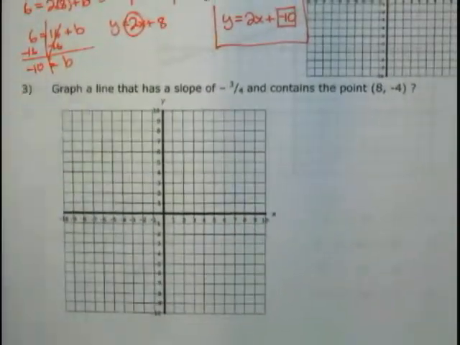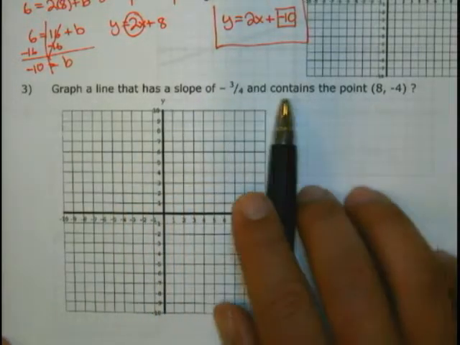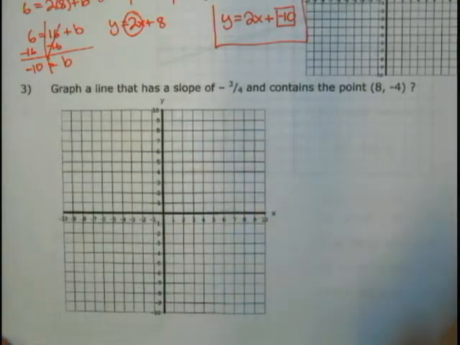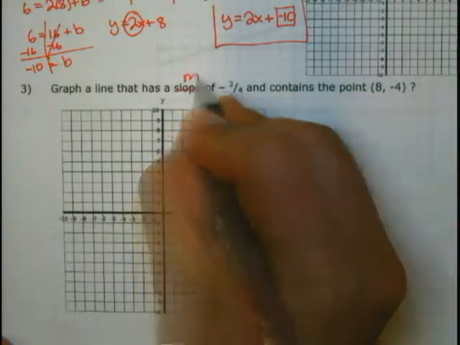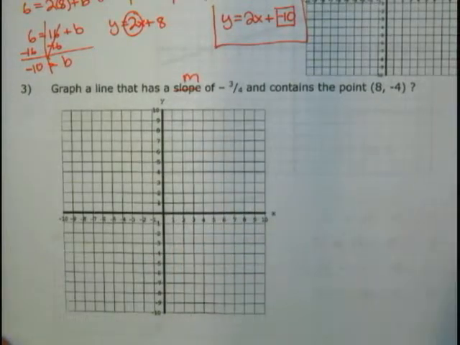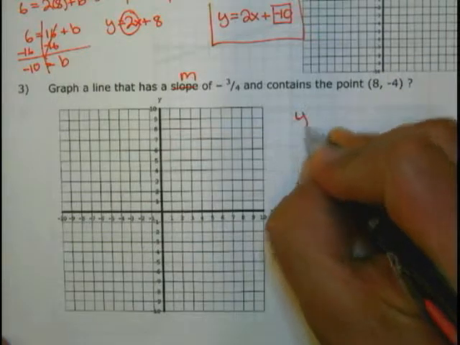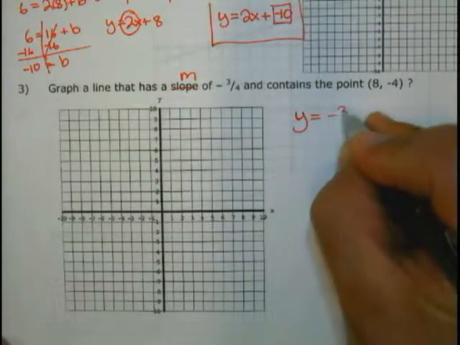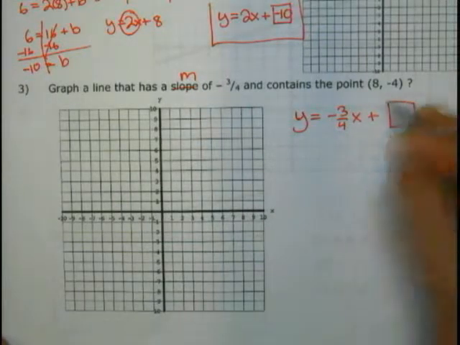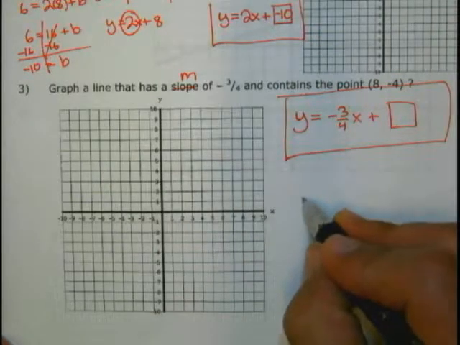Now this one's a bit easier. I'll tell you why. This one just says graph a line that has a slope of negative 3/4 and contains the point (8, -4). Now this one, they already give us a slope. It's just given to us in words. This is my m, and I got a point. So I'm going to do the same process I did just above. I'm going to start with my equation. Actually, I probably could even write part of my answer. y = -3/4 x + b, the b that I don't know. Here's where my answer is going to be. What I need to do is figure out the rest.